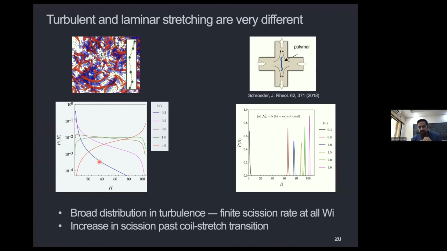So this might suggest that there will be a fundamental difference in the way polymers break in a laminar flow and in a turbulent flow. In a laminar flow, either nothing will break, and then beyond coil stretch, everything breaks. In contrast, in turbulence, there will always be some finite rate of breakup because you always have this long power law tail. But we might expect the breakup rate to increase significantly or rapidly as you go past the coil stretch transition.